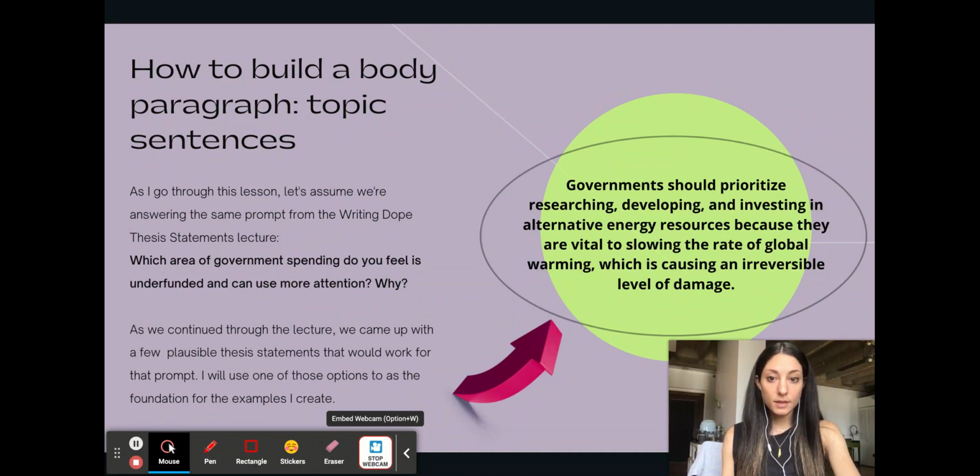And the thesis statement that we are going to pursue through the rest of this lecture is, governments should prioritize researching, developing, and investing in alternative energy resources because they are vital to slowing the rate of global warming, which is causing an irreversible level of damage. So keep that in mind as we move forward through the lecture.